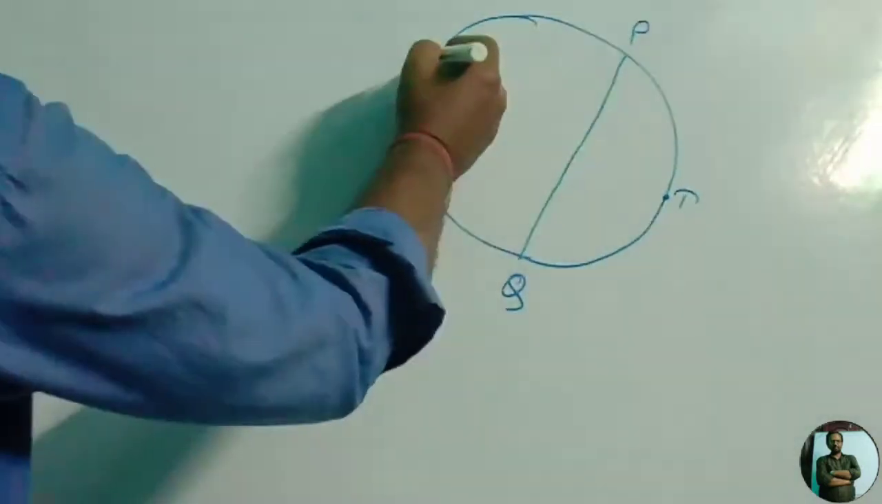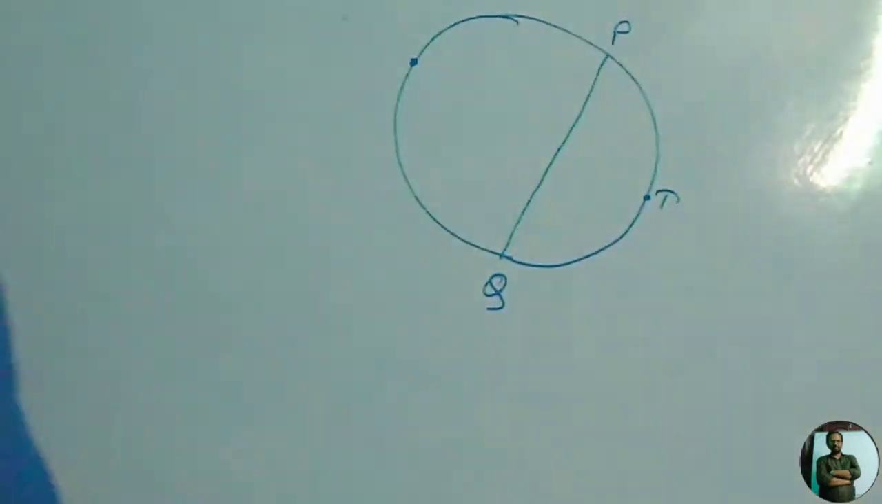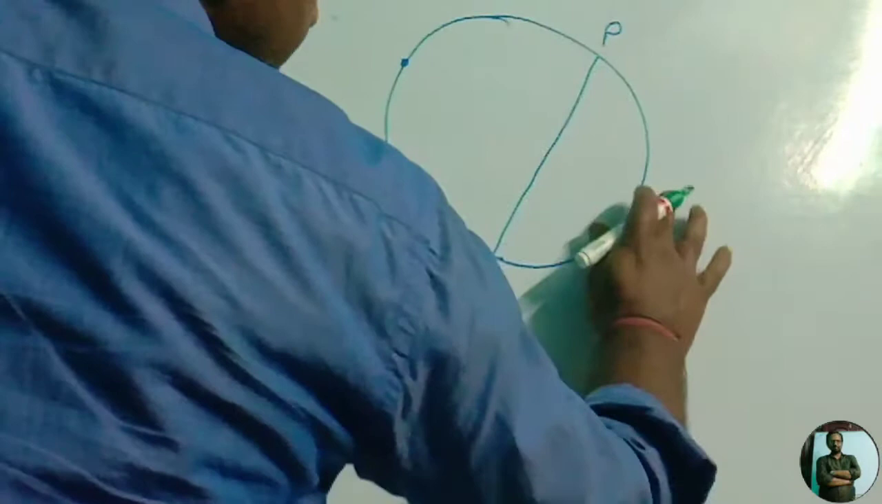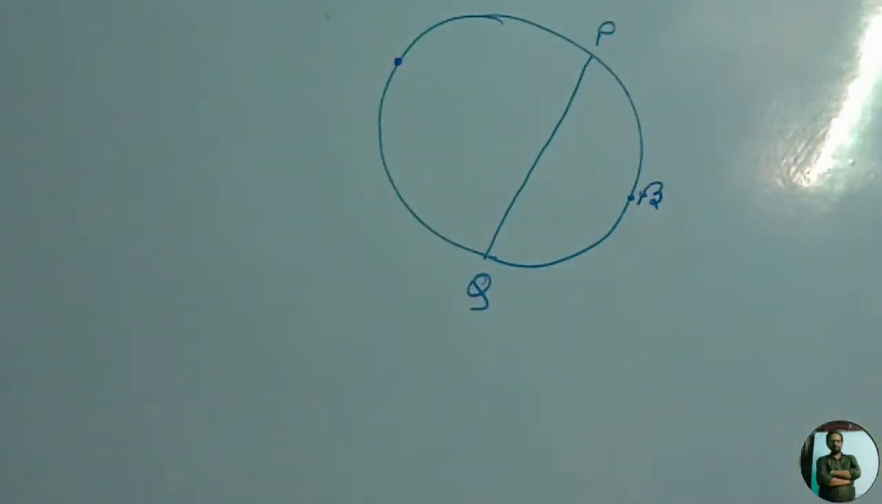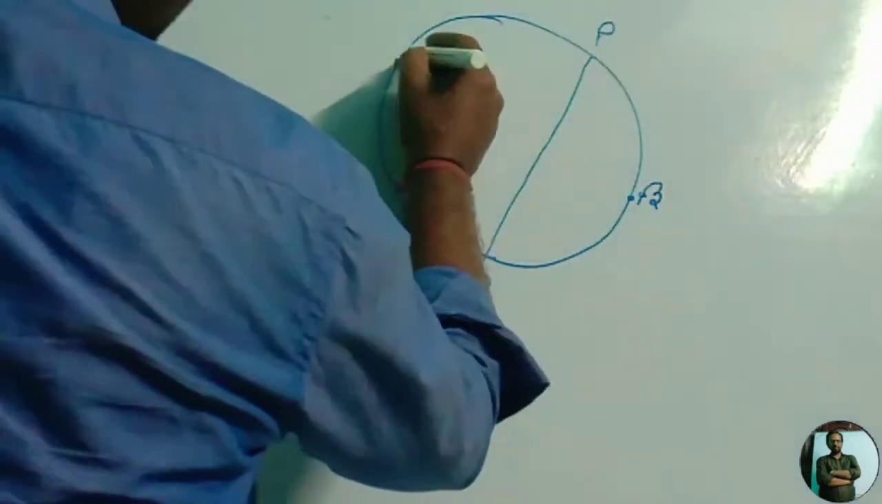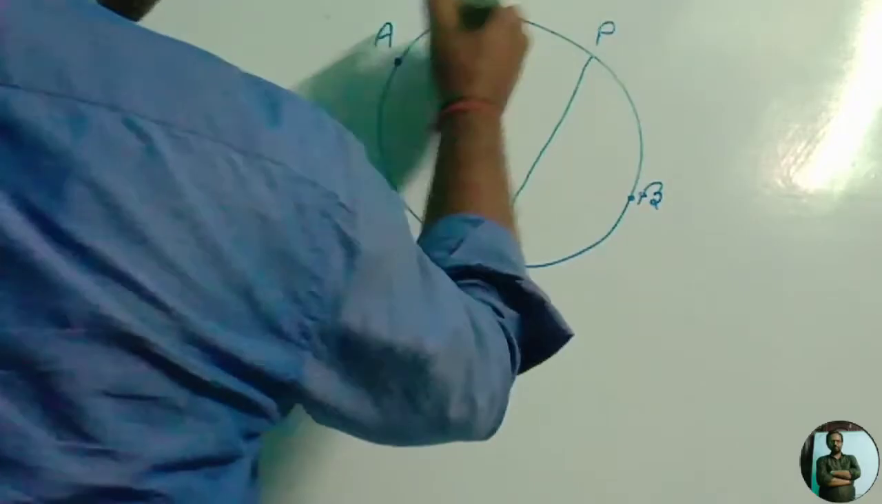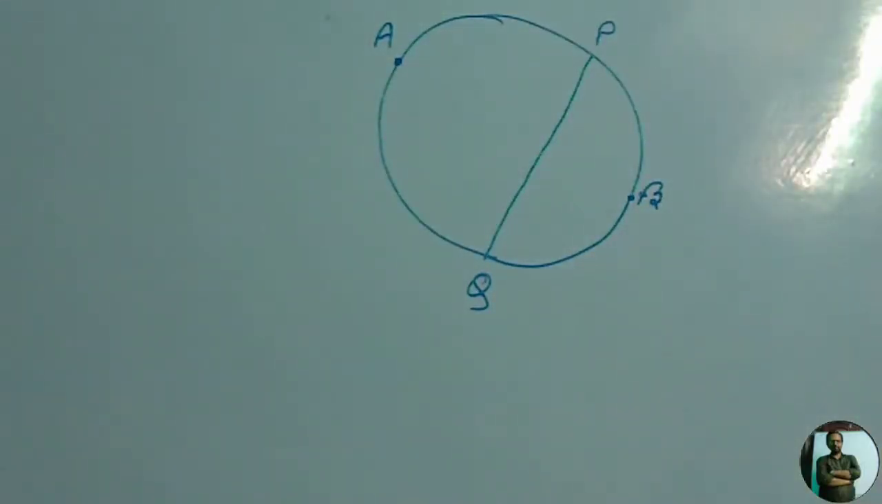PQT is minor segment, and PQB, this point is B, PQB is minor segment and PQA is major segment.